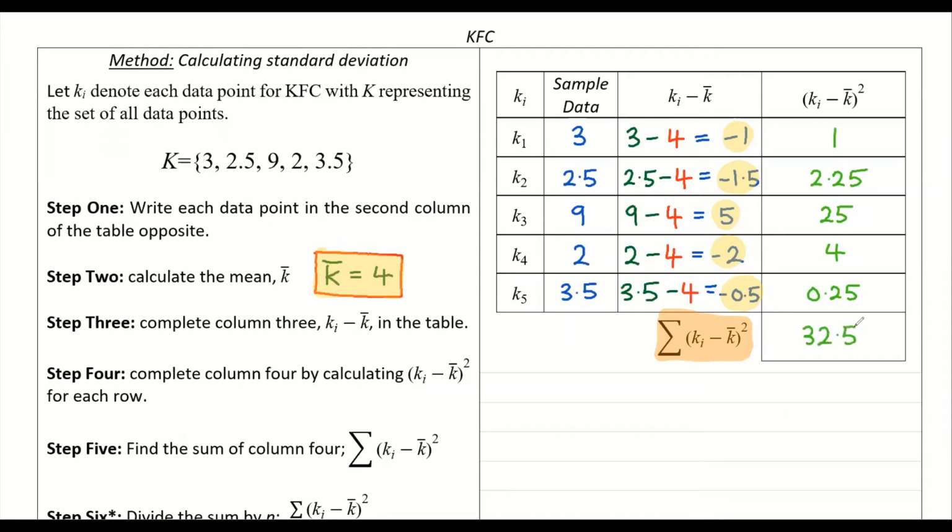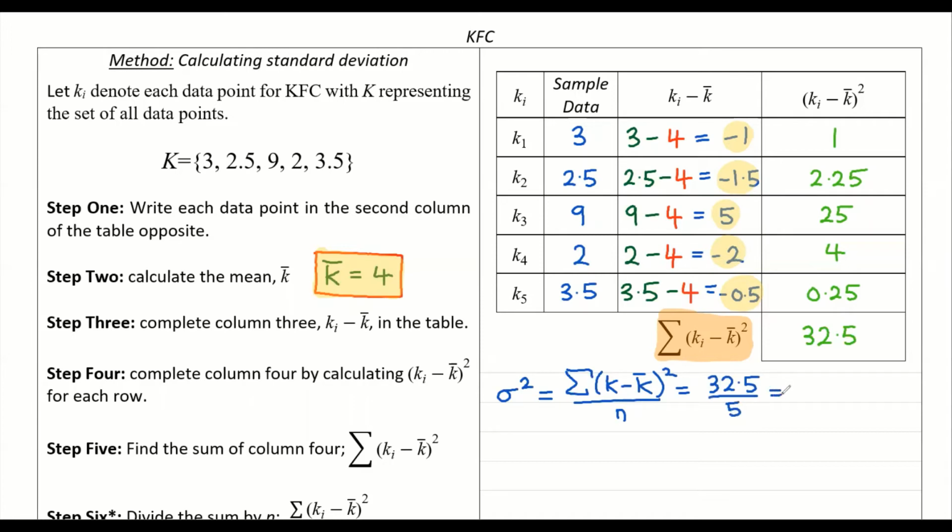Okay, so that's your sum of all your ki subtract k bar squareds. Now we can calculate the variance. So we're now up to step 6. So the variance, which we can call sigma squared, if you like, is going to be the sum of all the k data, subtract k bar, all squared, divided by n. I'm just writing the formula out as well. So that's just the 32.5, and then divide that by 5.